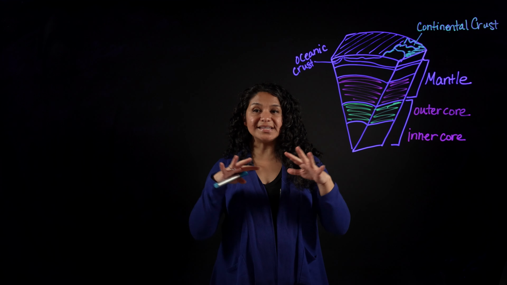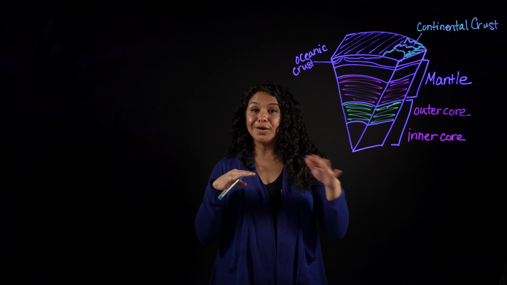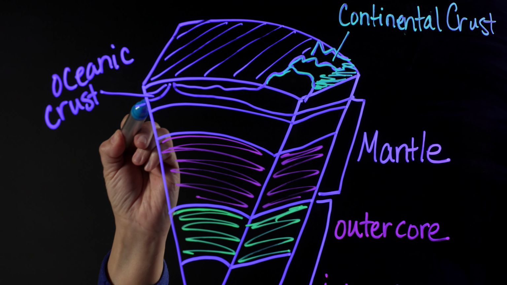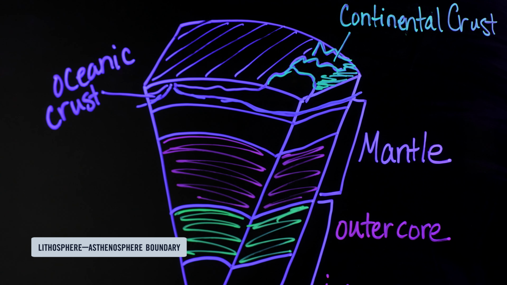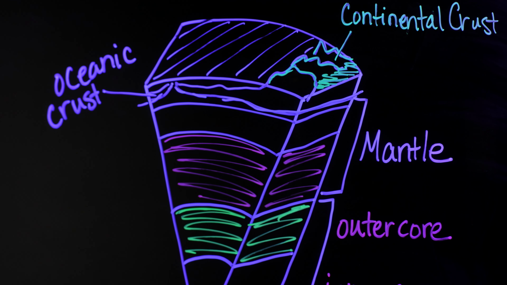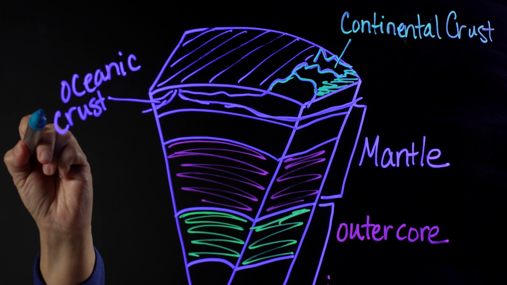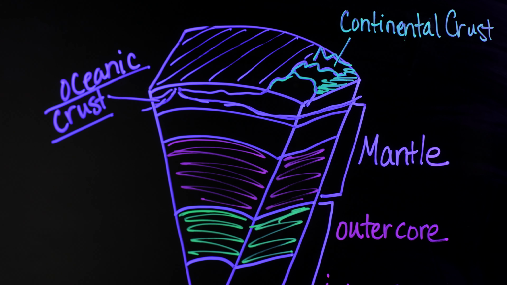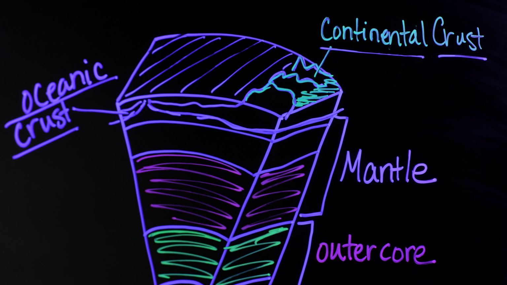And this is what the continents are kind of floating on top of, and that's where we get plate tectonic movements of the continents. So there is this boundary called the LAB, the lithosphere-asthenosphere boundary, and that is where the mantle interacts with the crust. And then on top of that, we have the crust, where we have two types of crust: oceanic crust is underneath the ocean, and continental crust is where the continents are.